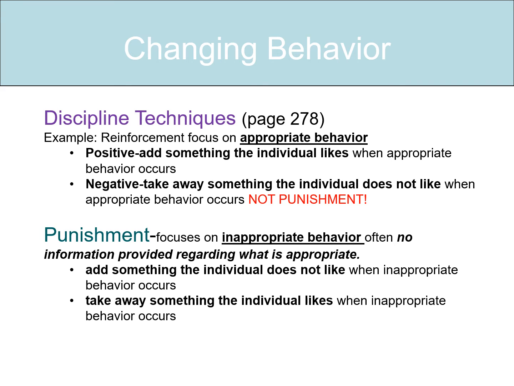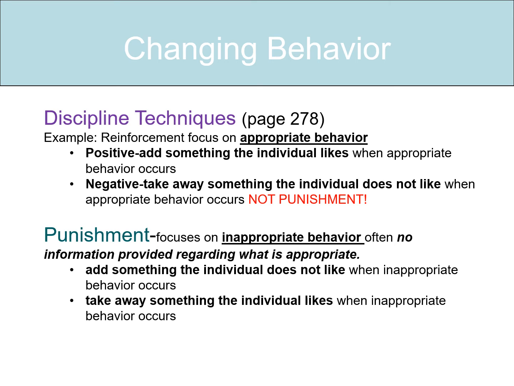So for example, reinforcement. With operant conditioning and its reinforcement approach, what you do is you look for appropriate behavior, and then you add something that the person likes when the appropriate behavior occurs. And that's positive reinforcement. Negative reinforcement, you take away something the individual does not like when they behave appropriately. That is not punishment. Sometimes people get negative reinforcement confused with punishment. Let's look more closely at the punishment technique, and just to emphasize that negative reinforcement is not the same.